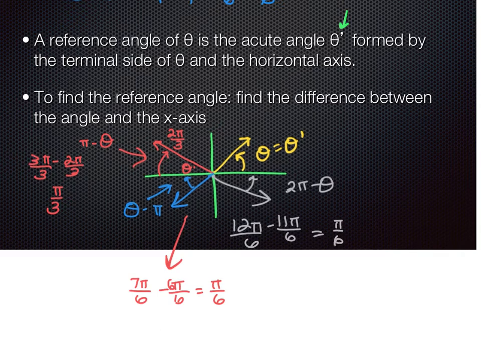So notice again all those special angles. As you move around your unit circle, the reference angle is actually equal to pi over that number. If it's not one of those special angles, then we would do pi minus theta in the second quadrant, theta minus pi in the third quadrant, and 2 pi minus theta in the fourth quadrant.